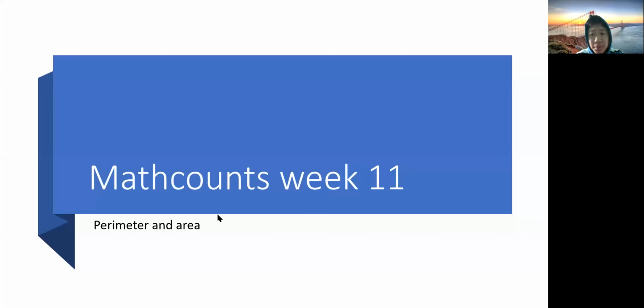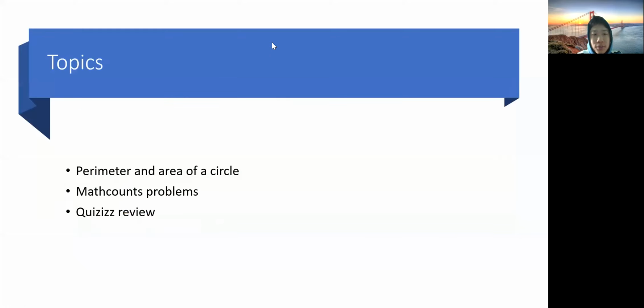So this week we're doing perimeter and area, okay? So we're gonna quickly go over perimeter and area of a circle. We're gonna do a bunch of Mathcounts problems and then we'll do another one of those quiz reviews, okay?